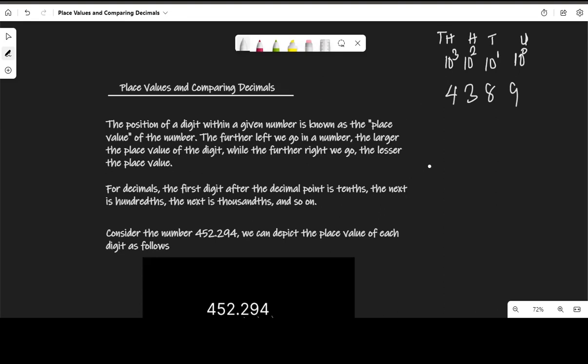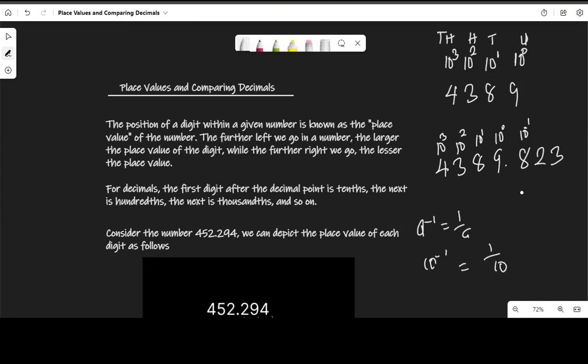For a decimal number, on the other hand, we can see that we started with units and then we increase the power of 10 by 1 as we go towards the left. For a decimal number, let me use the same number 4, 3, 8, 9, and put a point followed by some random digits 8, 2, and 3. Here is 10 to the power of 0, 10 to the power of 1, 10 to the power of 2, and 10 to the power of 3. For a decimal number, it will be to the power of negative 1. So this first one is 10 to the power of negative 1, in other words, 1 over 10, because a to the power of negative 1 is 1 over a. So the place value of this first digit after the decimal point is 10 to the power of negative 1.